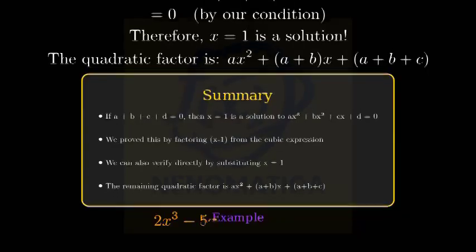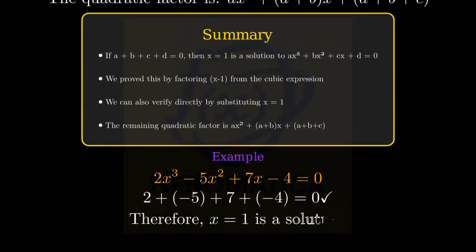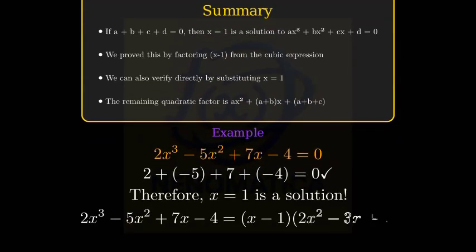Consider the cubic equation 2x cubed minus 5x squared plus 7x minus 4 equals 0. Let's check if the sum of coefficients is 0. 2 minus 5 plus 7 minus 4 equals 0. Since the sum is 0, we know immediately that x equals 1 is a solution. This makes solving the cubic equation much easier, as we can factor it as x minus 1 times a quadratic expression, and then solve the quadratic to find the other two roots.